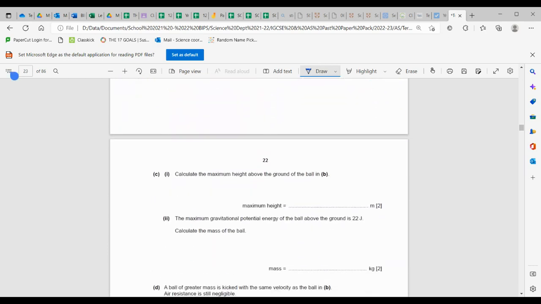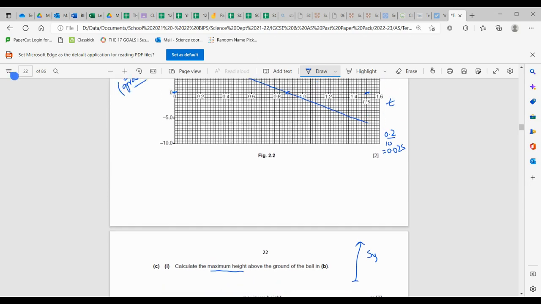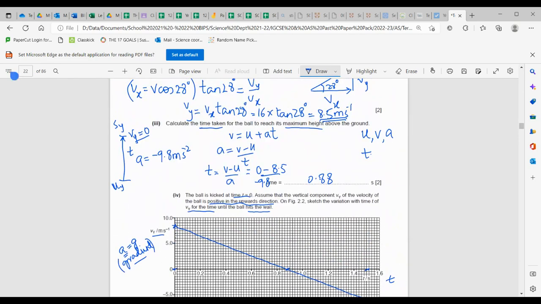Moving on to the next part. Calculate the maximum height above the ground of the ball in B. Maximum height means they are asking us to calculate the maximum vertical displacement. Now, there are two ways of finding it. One using an equation of motion, another one using a graph. How using an equation of motion?